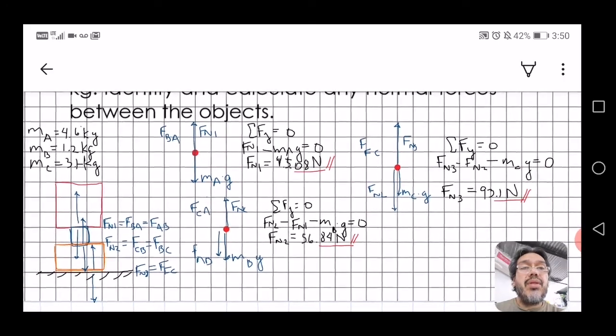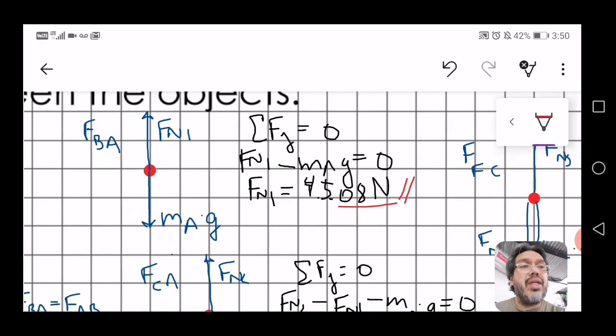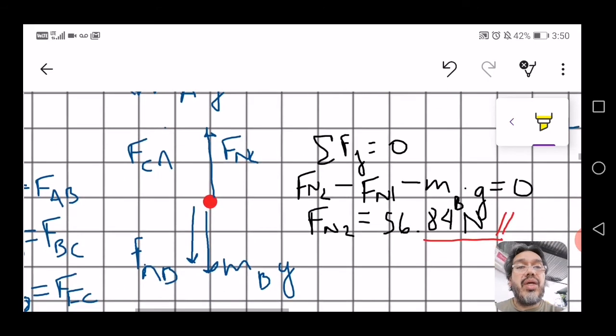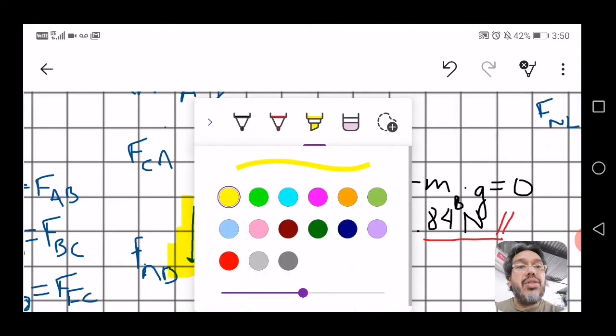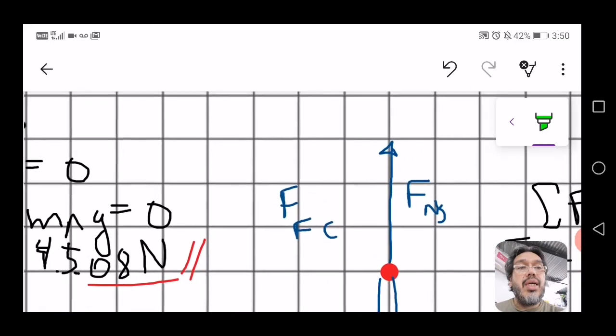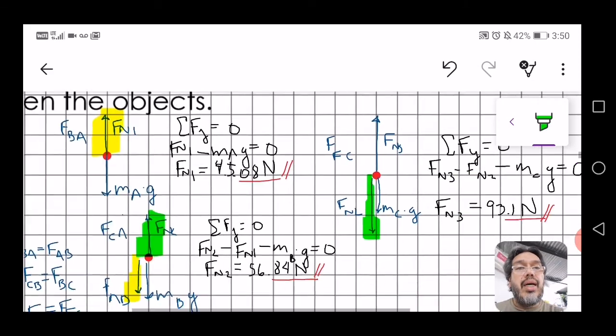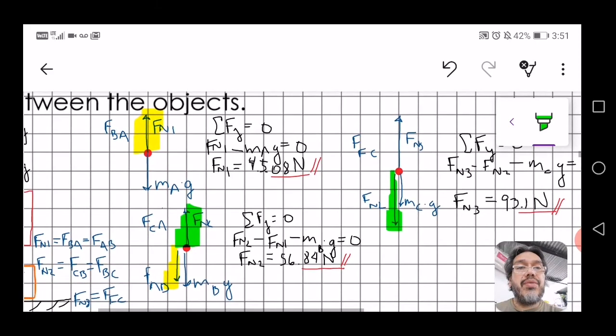So the important part here is that you have several interaction pairs, starting with this normal force 1 here and here, and continuing with this one, normal force 2 here and here. And of course, they have to be equal in magnitude and opposite in direction.